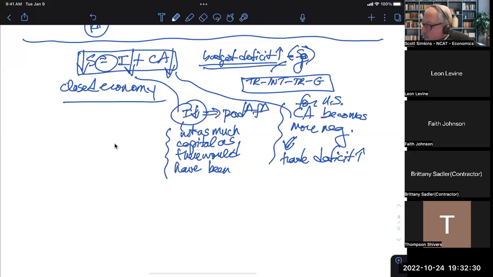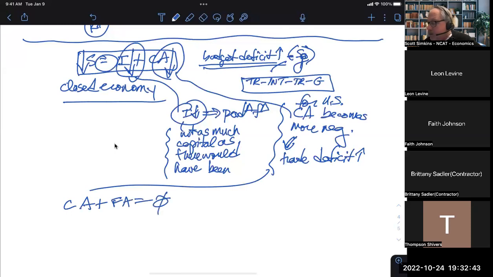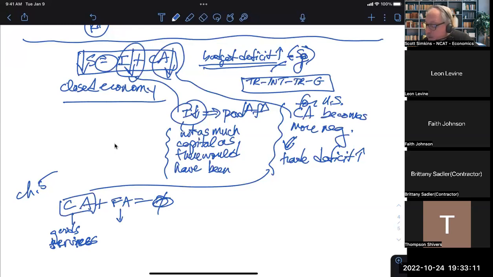What about this? All right, CA goes down. Well, from chapter 5, we know that the current account plus the financial account equals 0. We can talk through it in words, or in terms of what we learned in chapter 5. So the current account has to do with goods and services. This is dollar flows in and out of the country to buy goods and services, exports, imports, right? This is about exports and imports.